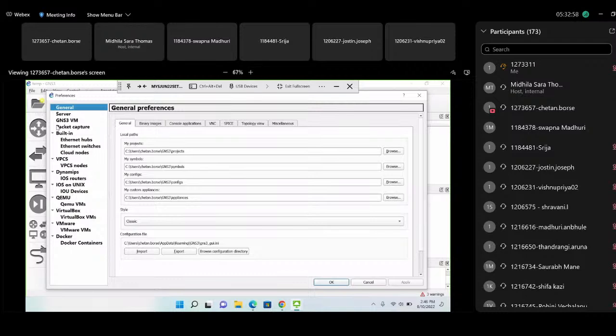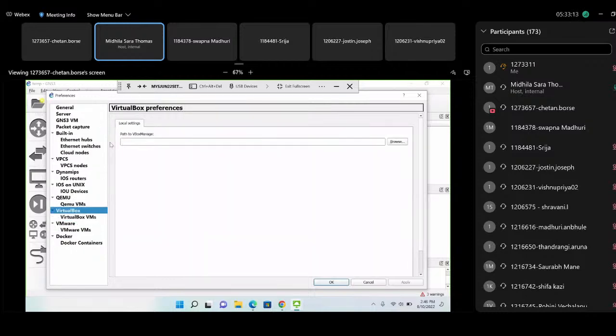Okay. Guys, did everyone understand up to this? Edit preferences. On the left side, you will see a lot of options. Do you see an option called Dynamics? Dynamics on the left side.